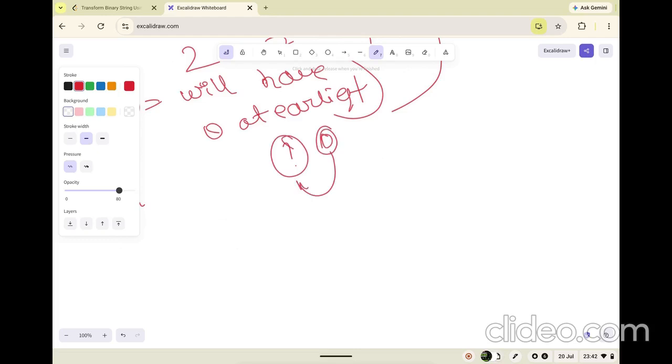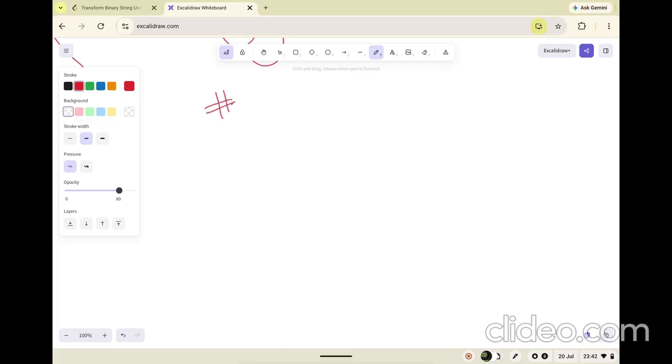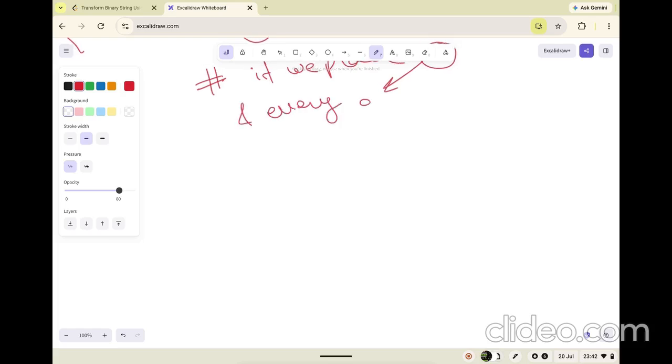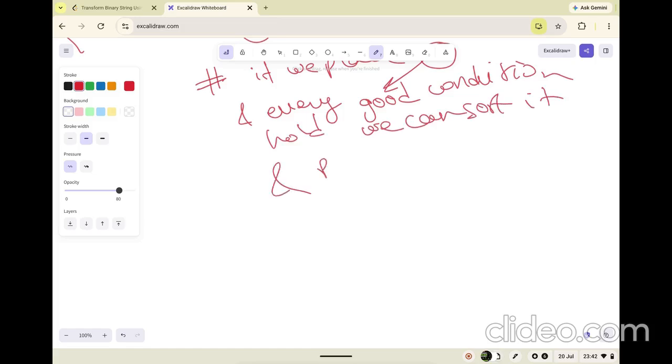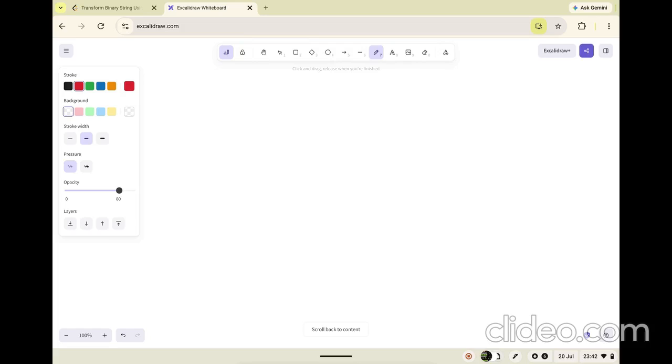Now if the zero is placed at the earliest, do you agree with me, right? If we place 0 at earliest and every good condition holds, then we can sort it and place it at the correct position. This might sound like, hey, what are you speaking about, what is a good condition, all of that stuff, right? Let me explain this to you. What do I mean by a good condition, right?